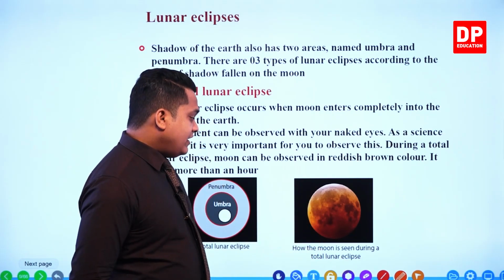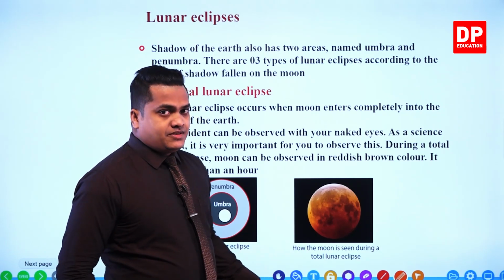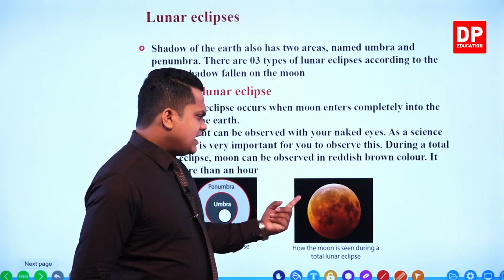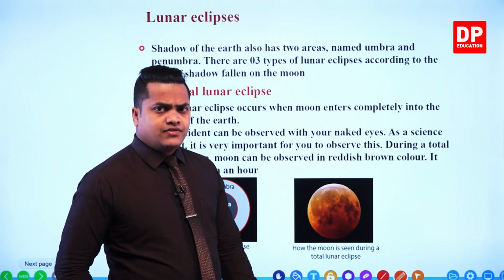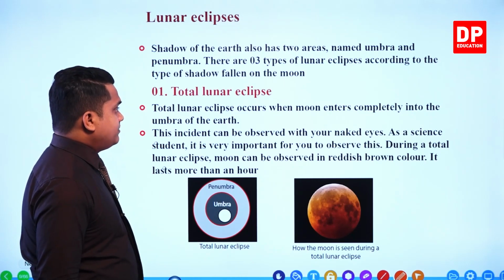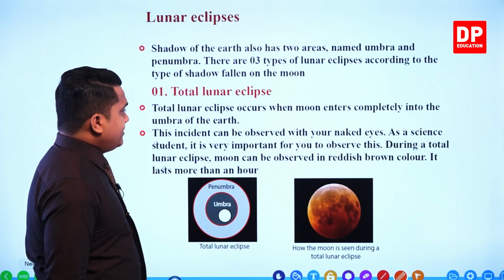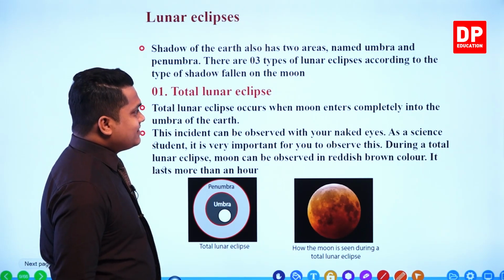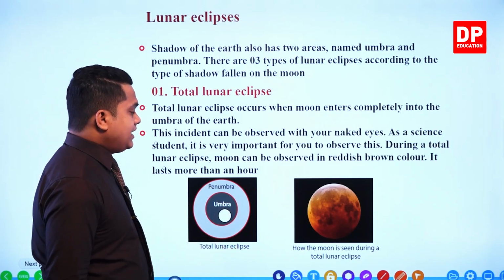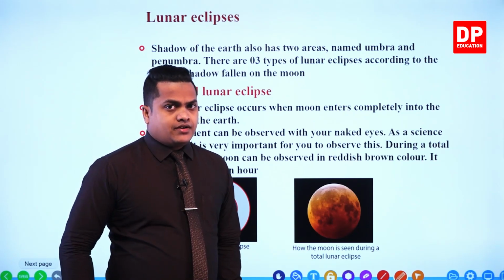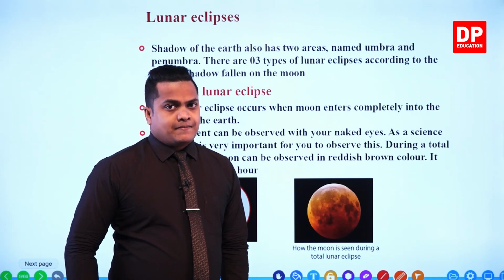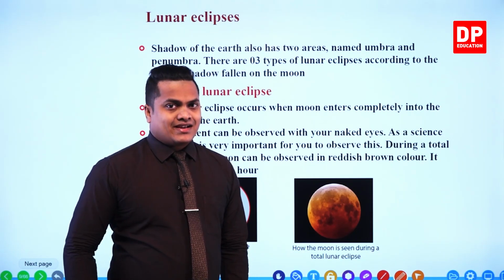However, if it is going to be a total lunar eclipse, a somewhat reddish color can be observed on the surface of the moon. Now let's see about the total lunar eclipse. Total lunar eclipse occurs when the moon enters completely into the umbra of the Earth. So when the moon enters completely into the umbra region of the planet Earth, then my dear children, we can observe the lunar eclipse.